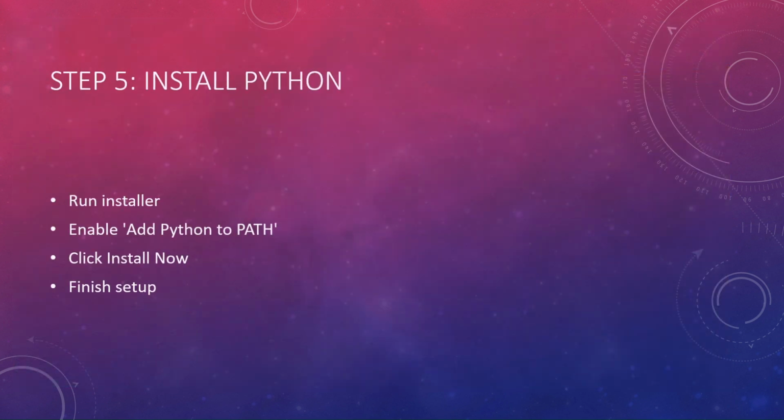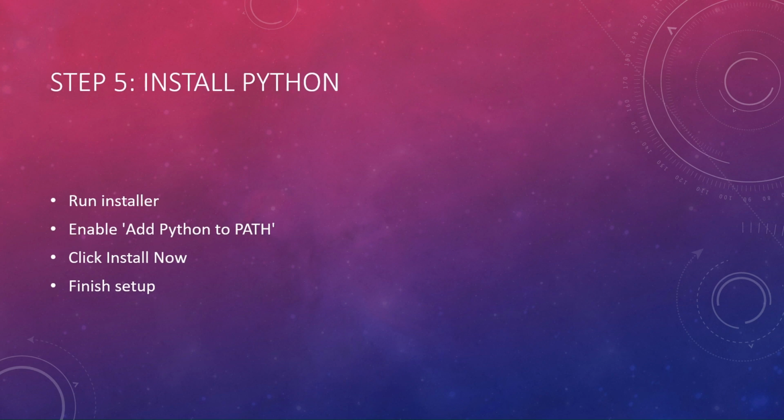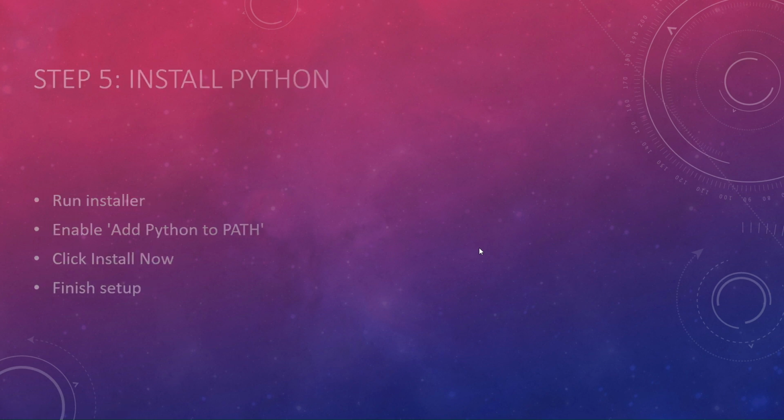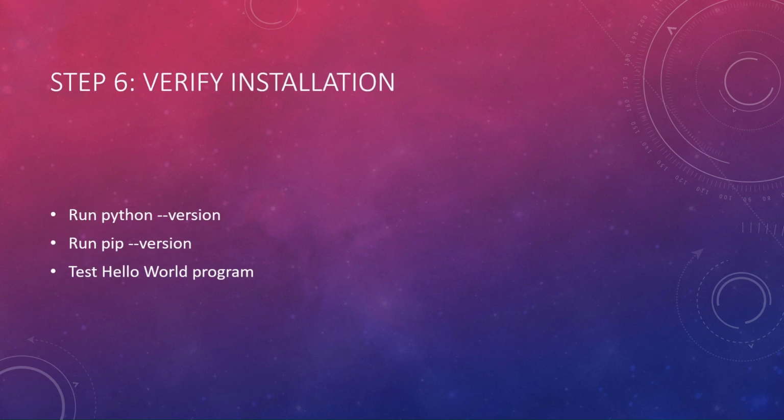Now we downloaded the Python installer, we have run the installer, we have enabled the path, and we have installed it, and we have finished the setup. Okay, so our step 5 is done. Now the next thing to do is we have to verify our installation. To verify our installation, we'll go to the command prompt, we'll run python version, pip version and check, and then in IDLE we will check our test hello world program. So how to do that, I'll show you.